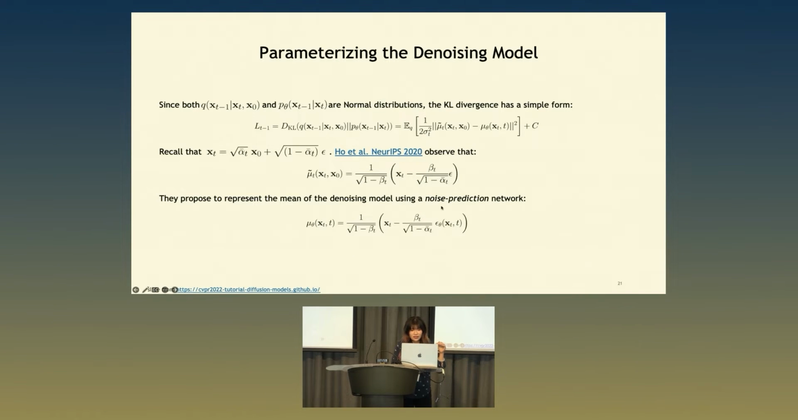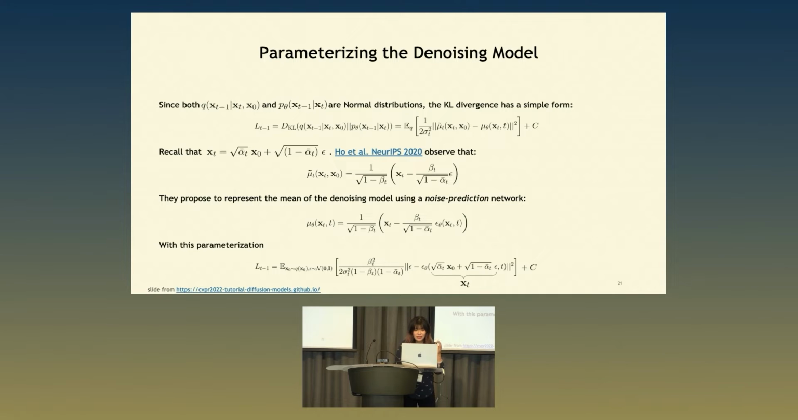To be more specific, the only difference here is that for the denoising distribution, we don't know the ground truth X0, which means we don't know the ground truth noise added to the clean sample. So we just replace the ground truth noise here with a noise prediction network epsilon theta. After we do this reparameterization, we can see the KL is in a very simple form.